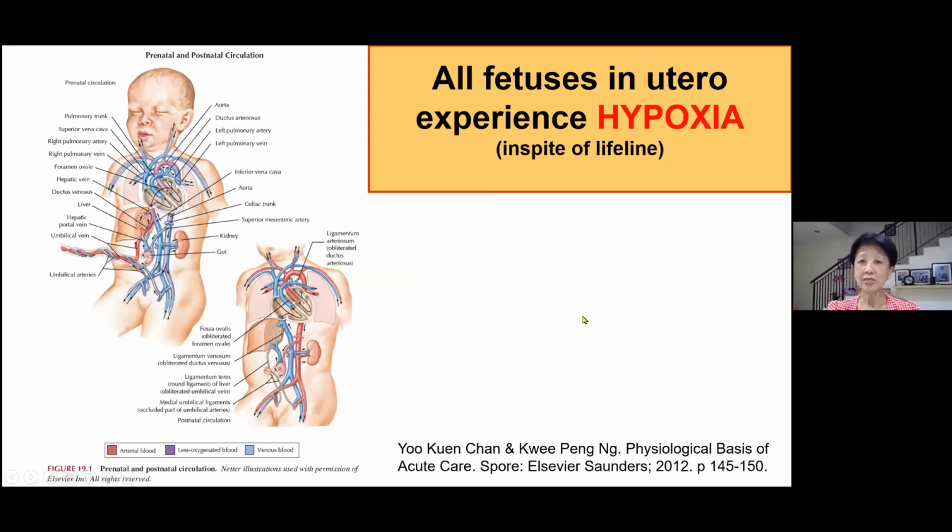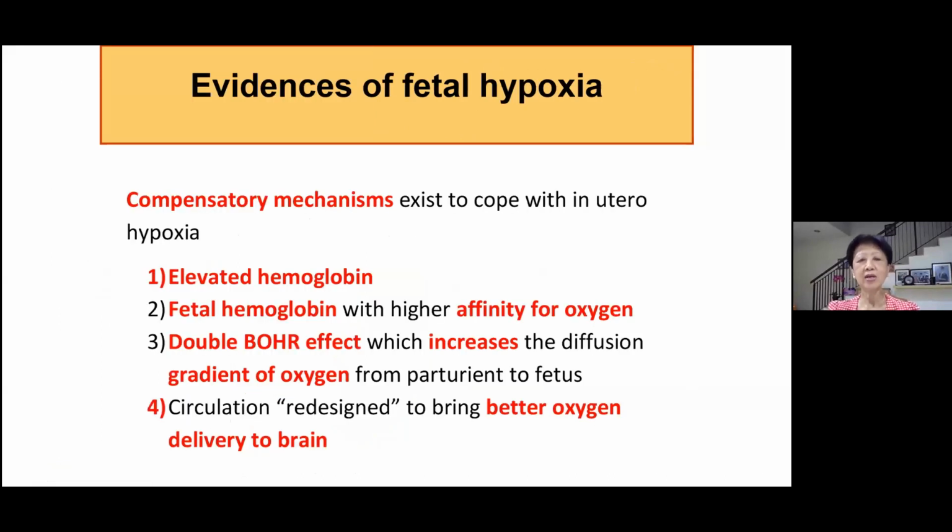Life in the fetus is very tenuous. The oxygen saturation in the fetus is only about 70%. So I would not be wrong in considering that all fetuses in utero experience hypoxia. Many of us who are associated with care of the newborn recognize that they have a very high hemoglobin of 16 grams per cent or so. That's a compensatory mechanism for hypoxia. And they have fetal hemoglobin with a high affinity for oxygen, again for the same purpose. Many of us are not aware of what is meant by the double Bohr effect as another evidence, and the circulation being redesigned to better flow to the brain as yet another mechanism to compensate for the fetal hypoxia.